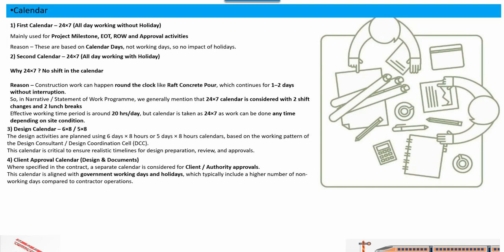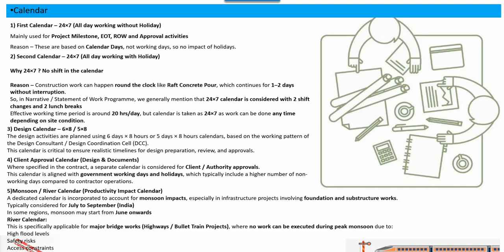So which include a high number of non-working days compared to the contractor. So we have to include those things. One of the major calendars is the river and monsoon calendar. A dedicated calendar is incorporated to account for monsoon. In fact, especially infrastructure projects involve foundation and substructure work.